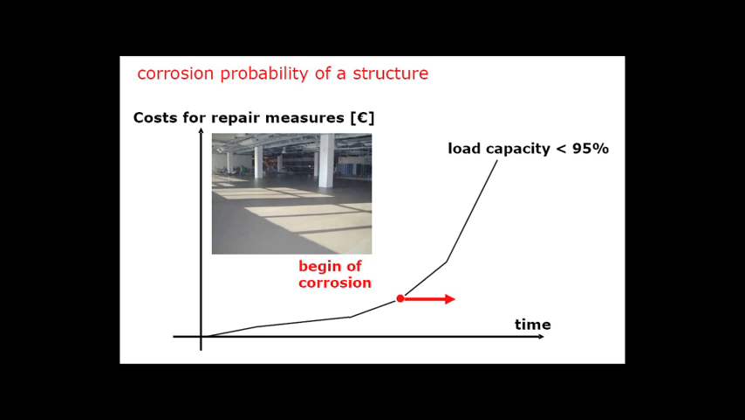Here we can see that once corrosion begins, the cost of repair measures increases with time as the load-bearing capacity of the structure decreases. Under normal conditions, reinforcement steel is protected from corrosion by a thin passive film of hydrated iron oxide. This passive film is decomposed due to the reaction of concrete with atmospheric carbon dioxide, carbonation, or by the penetration of substances aggressive to steel, in particular chlorides from de-icing salt or salt water.